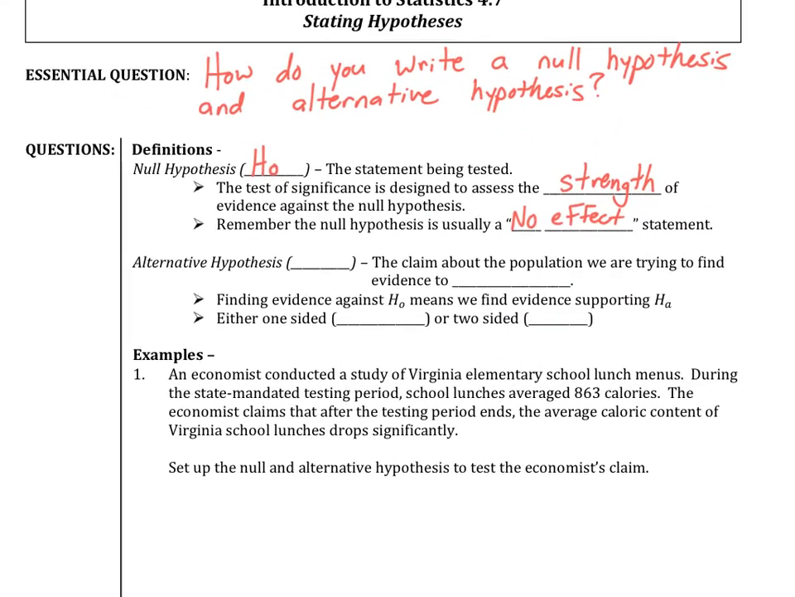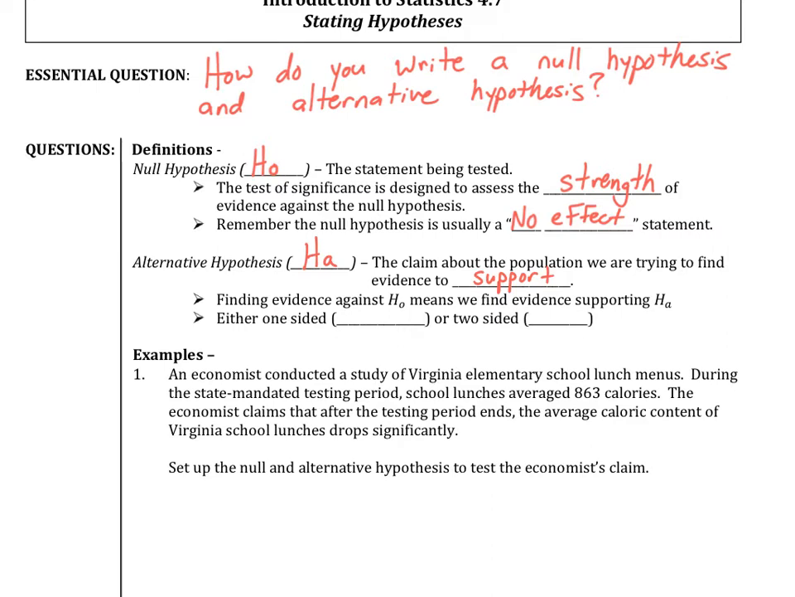An alternative hypothesis, which we will call HA, A for alternative, is the claim about the population we were trying to find evidence to support. So for example, if someone said the average height of all high school kids is 5'10", and maybe you think that that's too tall, that the average height is shorter than 5'10", you would have to find some evidence for that claim. And that claim that it's less than 5'10" is called an alternative hypothesis.